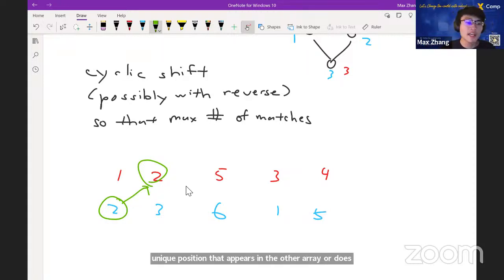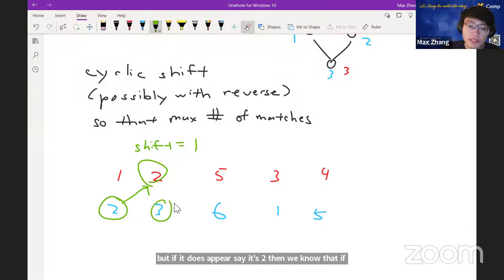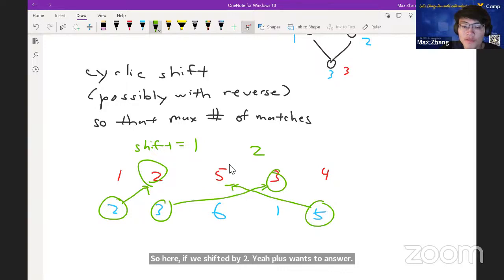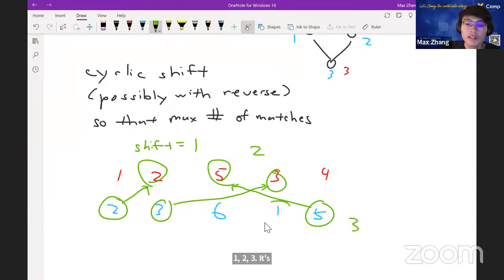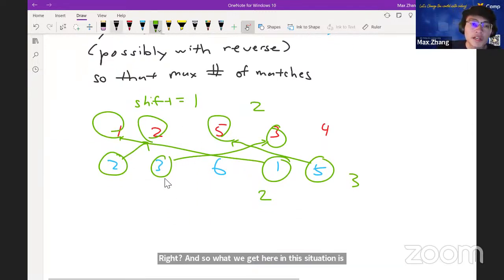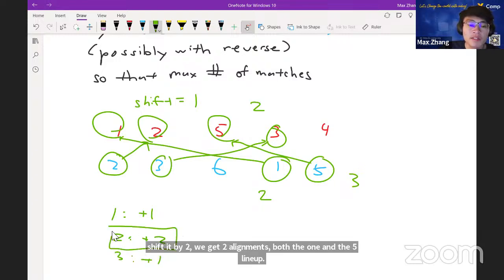If it does not appear at all, then there's no chance of getting that to align, so we don't even worry about it. But if it does appear, say it's 2, then if we shift by 1, we get +1 to the answer. Here, if we shift by 2, we get +1. Here, if we shift by 1, 2, 3, that's also +1. And this one, we need to shift by 1, 2. So in this situation, if we shift by 1, we get 1 alignment. If we shift by 2, we get 2 alignments, both the 1 and the 5 line up. And if we shift by 3, we get 1 alignment. So here 2 is the maximum, so that's the answer we take.